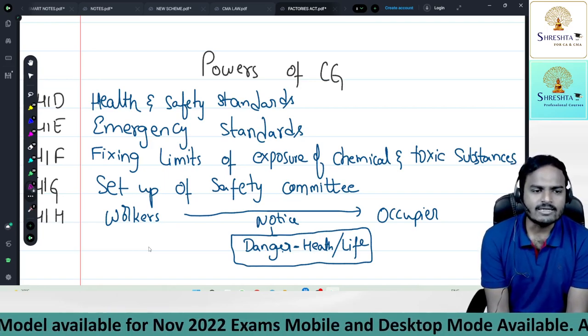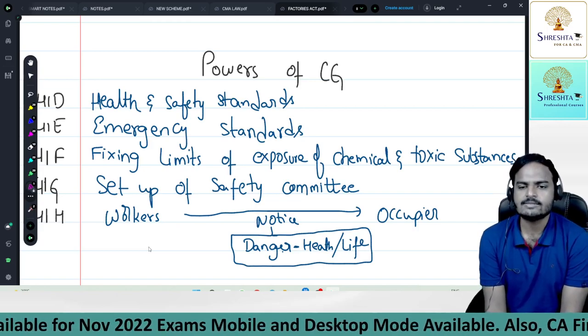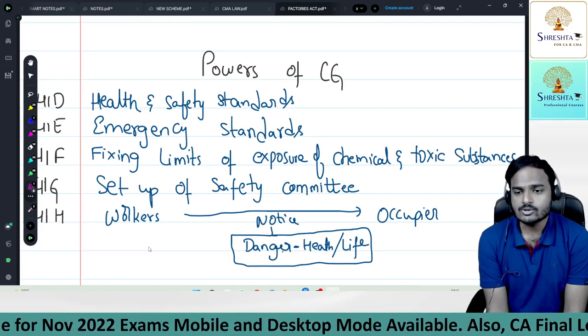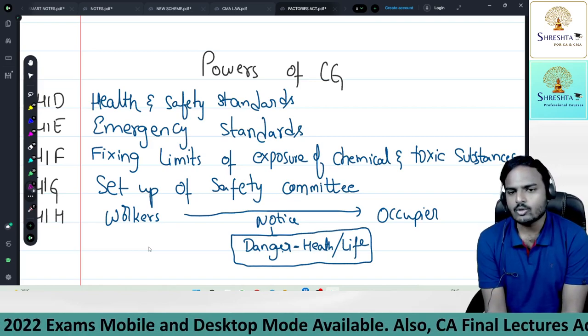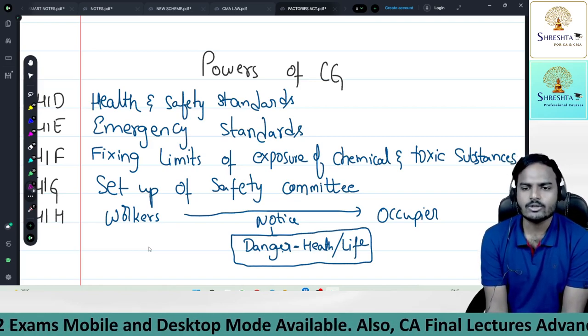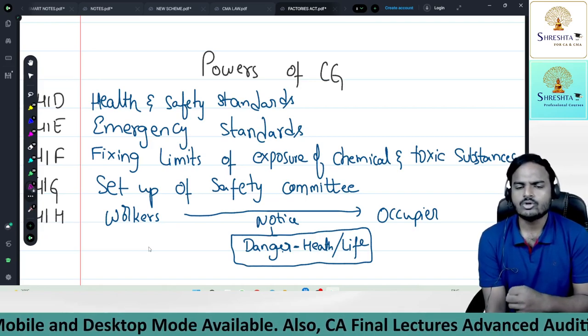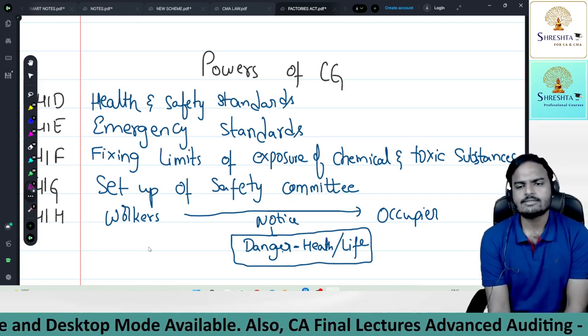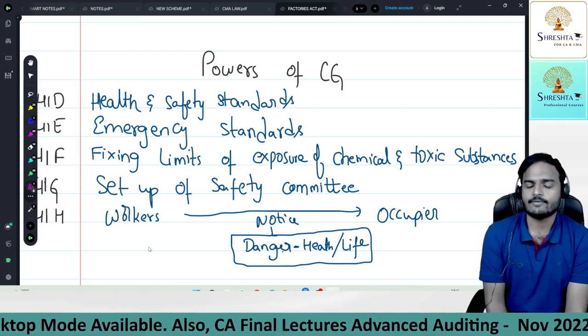Next one, workers may give notice to the occupier with respect to dangers to their health or life. The central government will go through that notice, and will use that notice in setting up health and safety standards. So the central government has the power to educate workers to know about the dangers to their life or health.